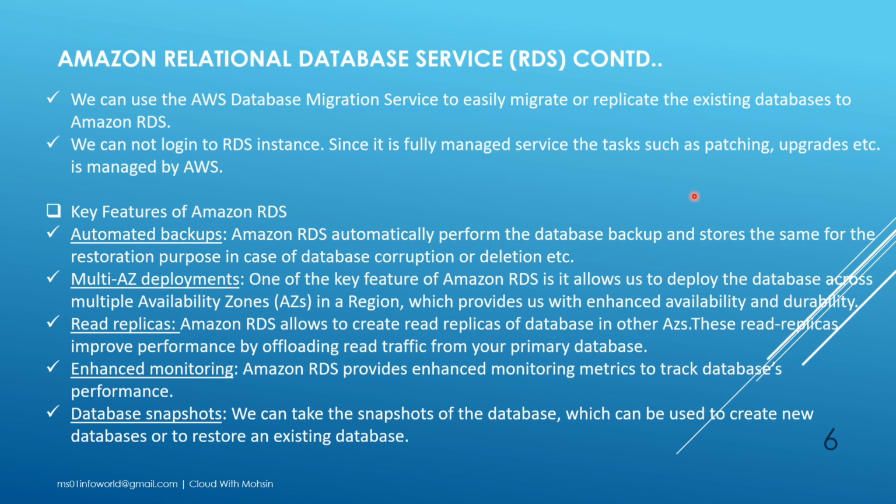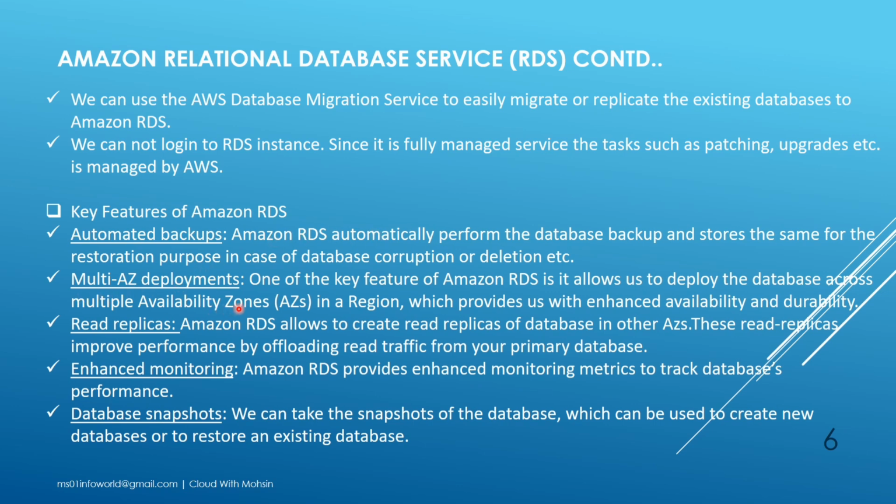Okay, let's see some of the other features of Amazon RDS. First of all, automated backups. Amazon RDS automatically performs the database backup and stores it for restoration in case of corruption or deletion. I hope you are aware of how backup works. With RDS we can set up parameters, like the frequency of backup you want, and it will perform the backup and store it, so that if our primary database goes down and it's not multi-AZ, then we can restore it using the backup that we have taken.